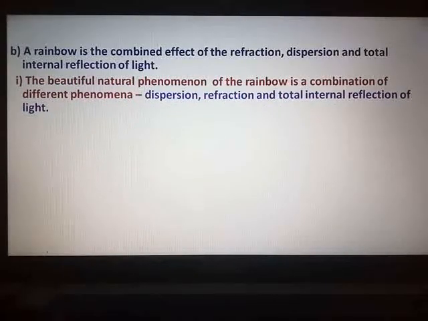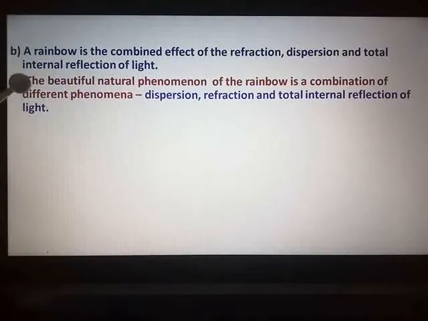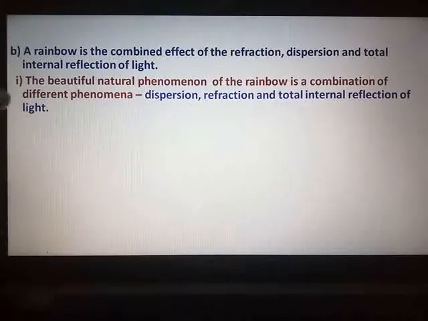The first point is, in your first point you should explain which phenomena are involved in the formation of rainbow. The beautiful natural phenomenon of the rainbow is a combination of different phenomena: dispersion, refraction and total internal reflection of light. See, here I have used a different color. Wherever I use different colors in the answer, you have to highlight in your answer sheet, that is mark it. I have told you in certain give reasons or proving of the statements, you have to mark the main part.